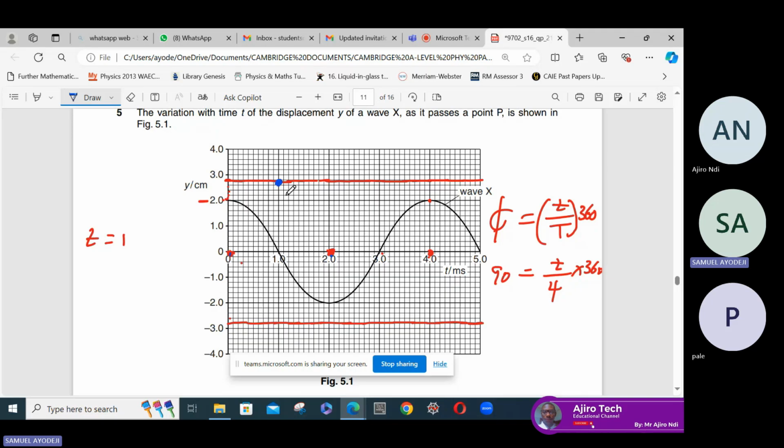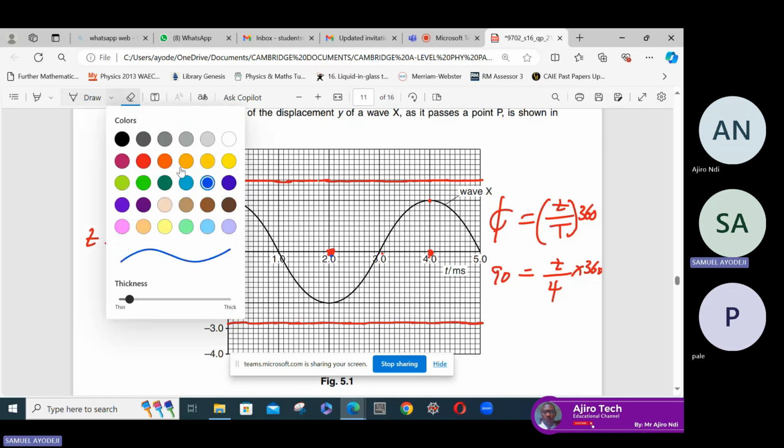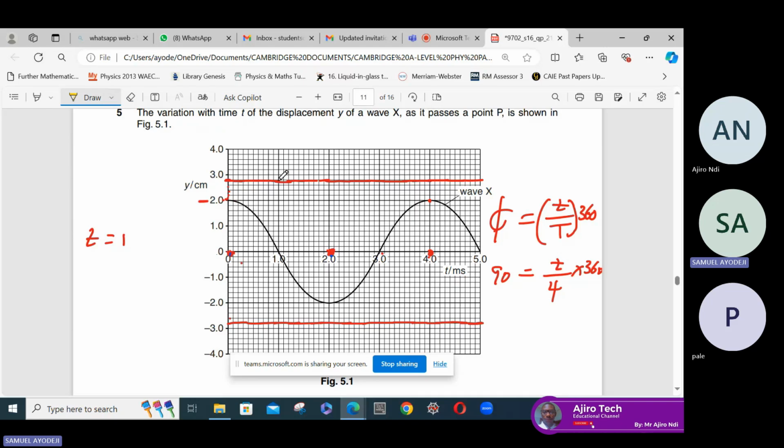Let me locate this point and make it clearer. It will be on this point, and also on this point. When it passes through like this, it will be half, and it will be here. It will pass through this point and come and meet up here. I think it's here. Fine.